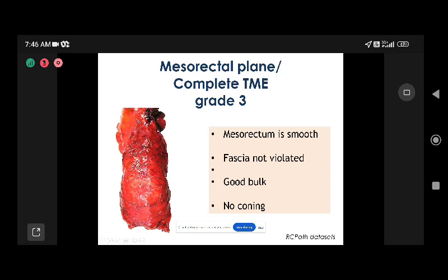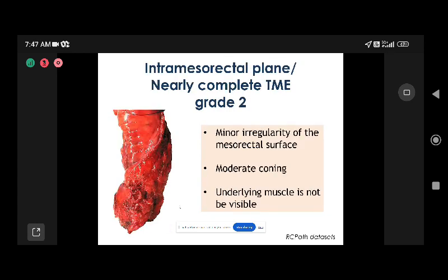So this is the mesorectal plane. In a complete TME, you can see that the mesorectal fascia is smooth. There is no violation of the mesorectal fascia. There are hardly any defects on this. There's a good bulk on the specimen, and there is no coning of the specimen. So this is a complete TME or a grade 3 TME. A nearly complete TME is when the plane of surgical dissection has passed through the mesorectal fat.